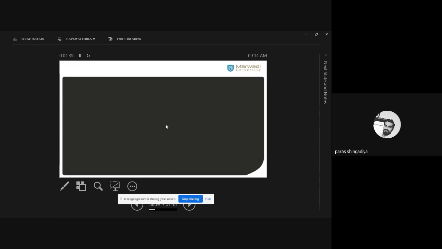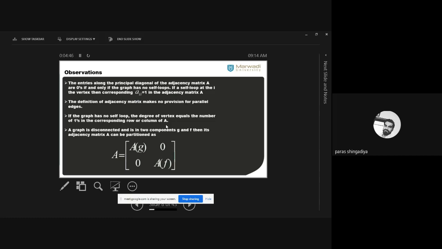And then after these observations, one of the first observations is that if there is no loop, then the diagonal entries will be 0. All the diagonal numbers will be 0. If there is a loop at any of the vertices, then we'll keep this entry as a 1, meaning a11, a22, a33, up to the principal diagonal numbers. That will be 1 if any loop is contained.